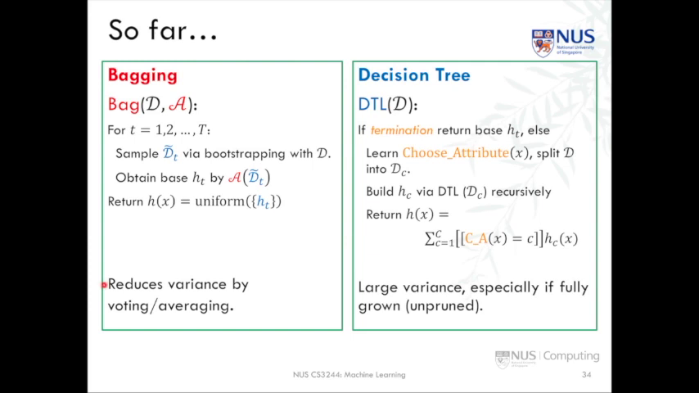And we saw that this helps to reduce variance by voting, or averaging in the case where we have a regression variable.